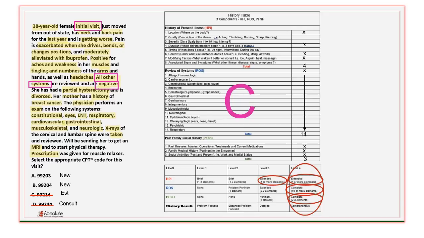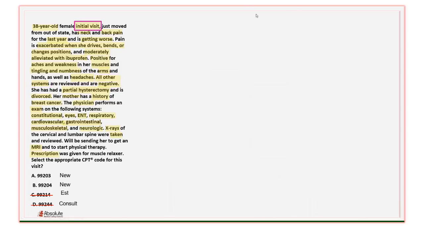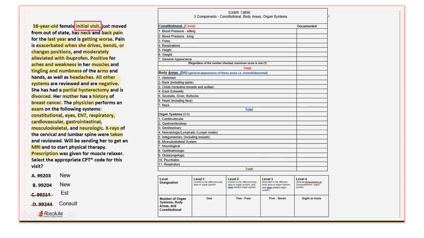Because now we're on to the exam. Okay, all right, so the exam, we document that. We know we have a comprehensive history now. Now onto the exam. This is the objective portion. This is when the doctor actually physically examines the patient. So we're going to go back over here, and it says the physician performs an exam on the following systems. So now this is the exam part. Constitutional. Remember, constitutional is up at the top. It includes blood pressure, pulse, respirations, height, weight, and appearance, okay?